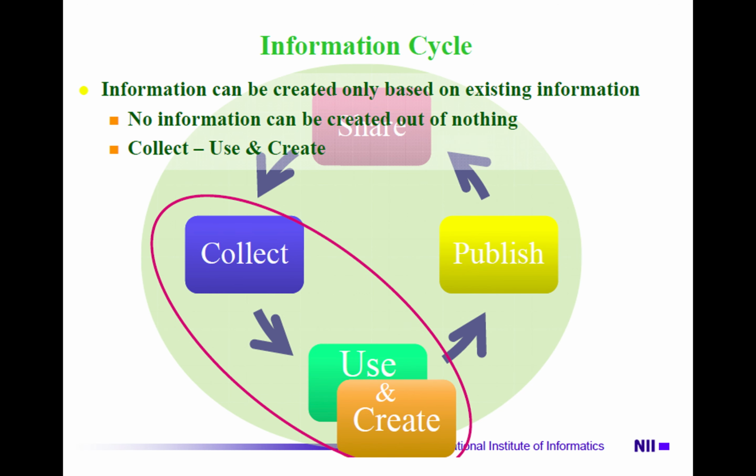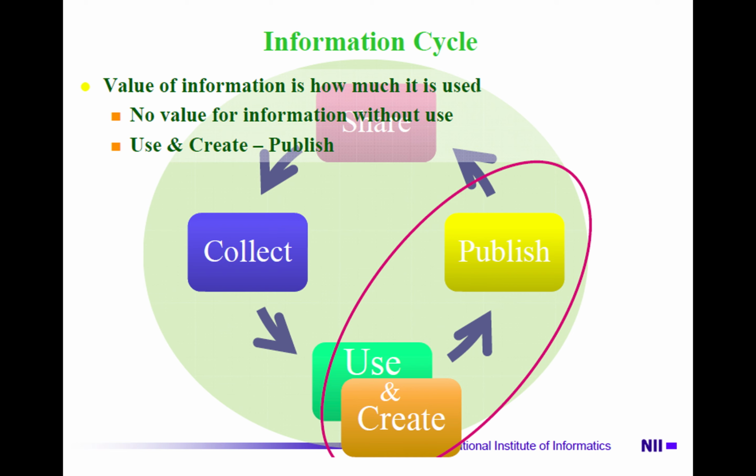So this is the information cycle, right? The information can only be created based on existing information, right? So no information can be created out of nothing. Collect, use, or create, use and create, right? So if we want to invent a new theory in physics, or do anything, you need to first learn what others in the society have already developed or already known facts or known methods used in solving that particular problem, and maybe you will try something out and find a better way and share that, right? So that's how knowledge grows in our society.